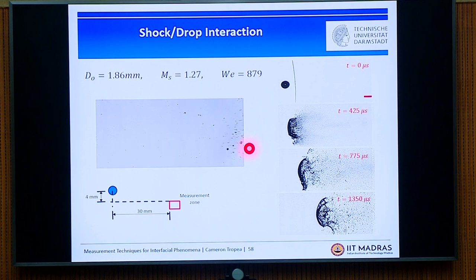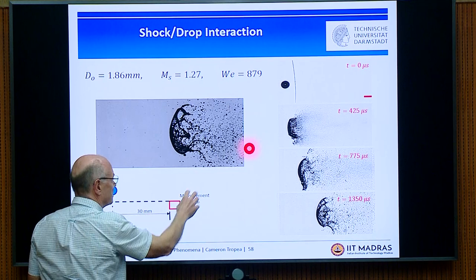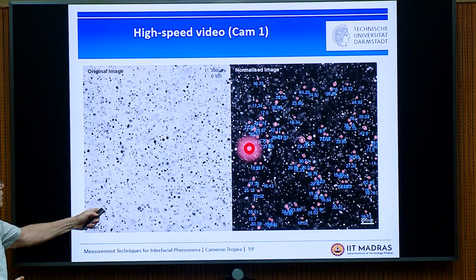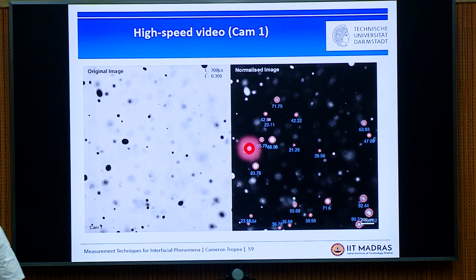And so we wanted to measure the size of particles here downstream. So it's a primary atomization from this part. This is the sort of thing we would get. This is one of the cameras, and that's the normalized image with the size of the particle. But now you can see the camera is fast, so we get the time-dependent size distribution.